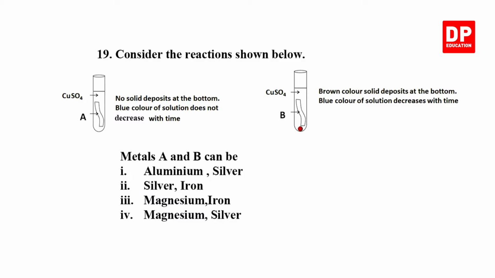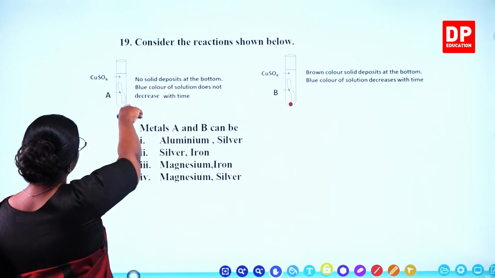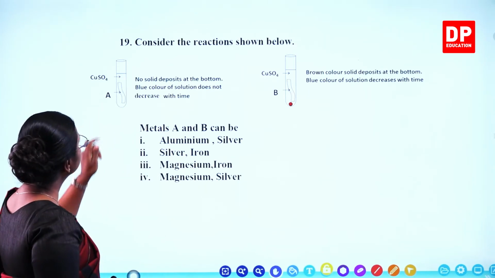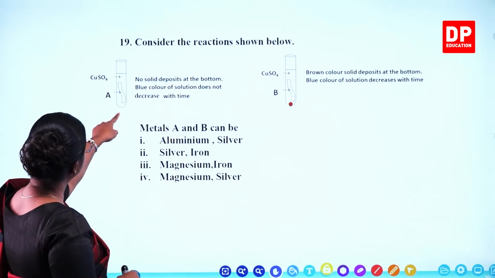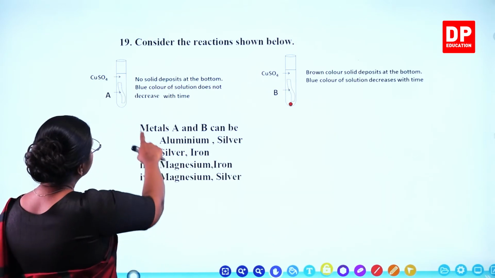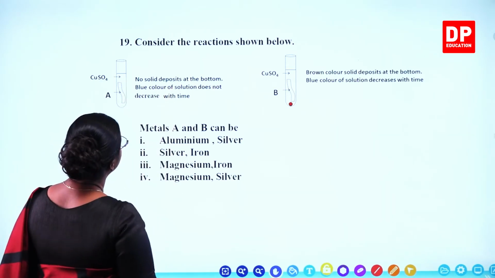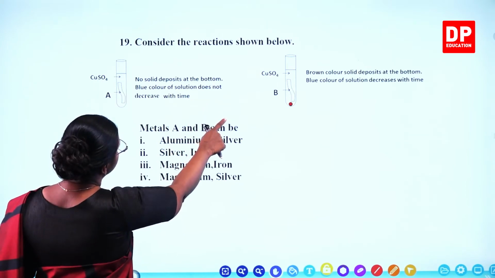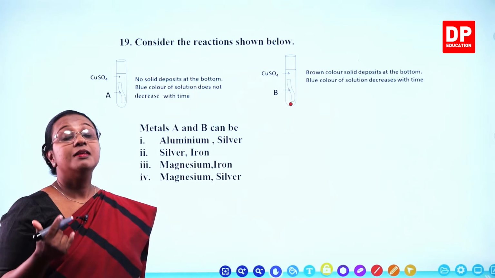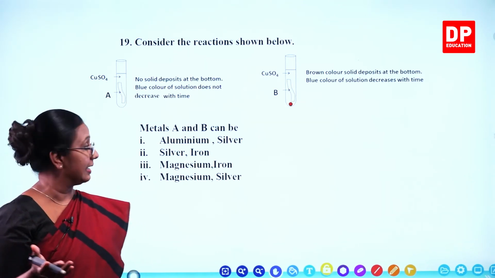Consider the reactions shown below. So, you can see students, there are two test tubes. They have given you all the reactants as well. Now, look at the first one. There they have marked the solution as copper sulphate and the solid substance, you can see it is a metal. It is shown as A. And here, no solid deposits at the bottom. Blue color of the solution does not decrease with time. So, that means there is no reaction taking place.